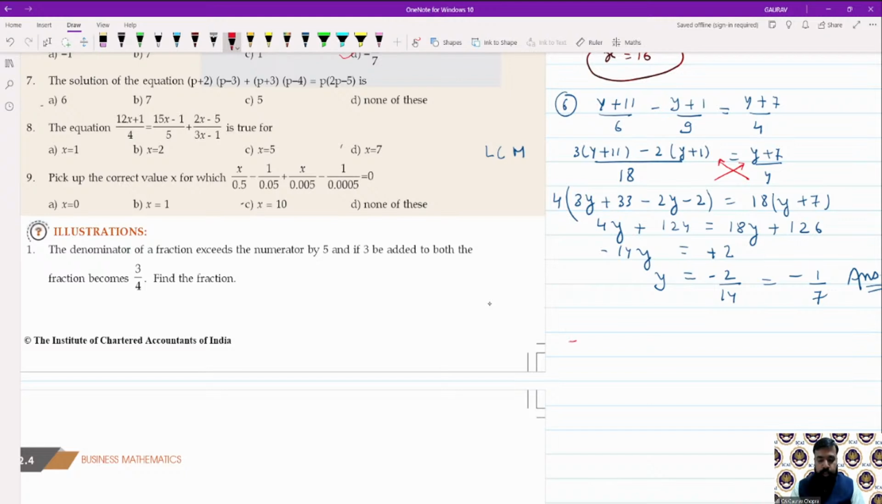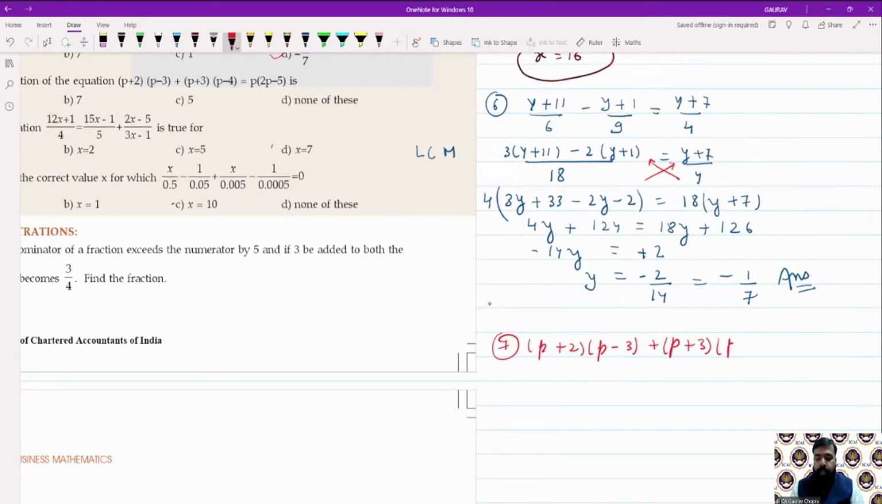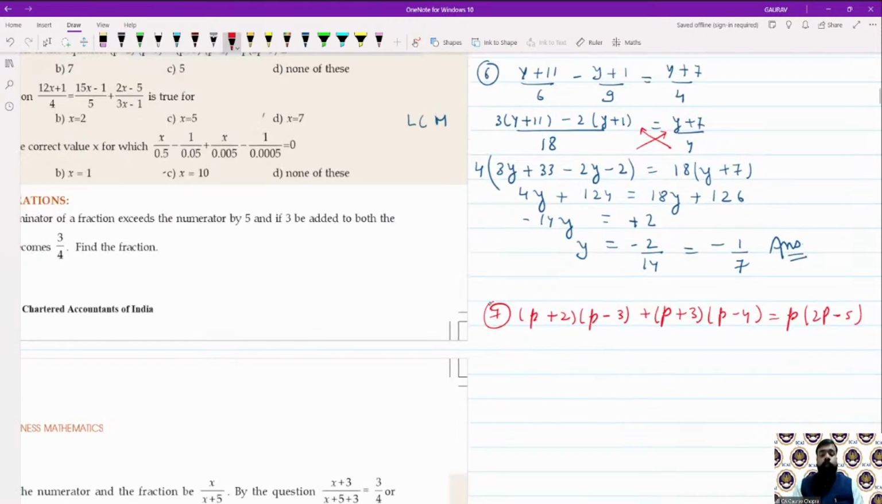So seventh question. P plus 2 multiplied with P minus 3, plus P plus 3 multiplied by P minus 4, is equal to P into 2P minus 5. So this is given in the question. Now what do we have to do? Multiply.